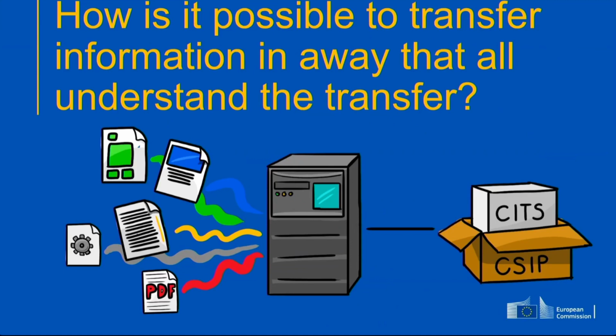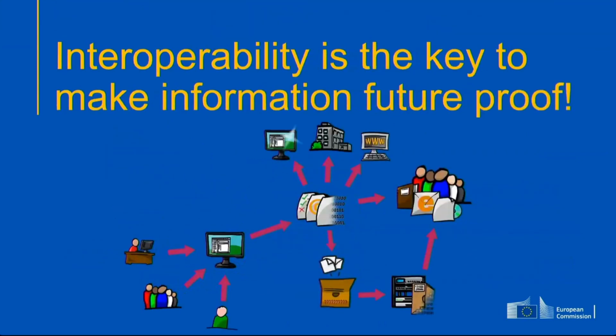How can we do that? Get a nice package that we can move around, that everybody can understand. So on the next slide, the key to interoperability is actually how we move the information around, how we package the information. And at the same time, when we do that, we have it future-proof.